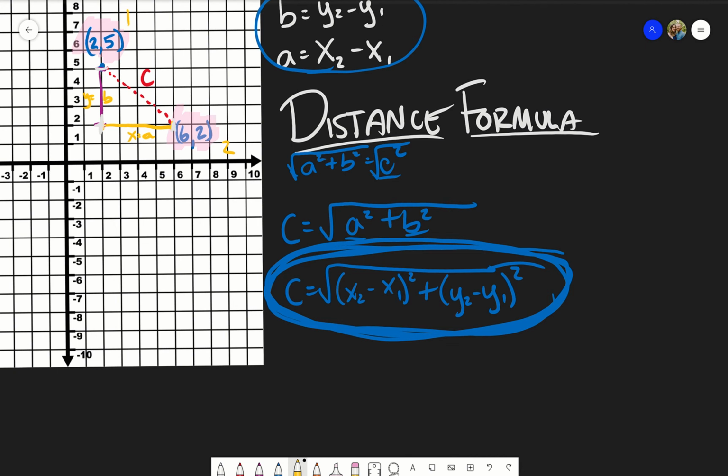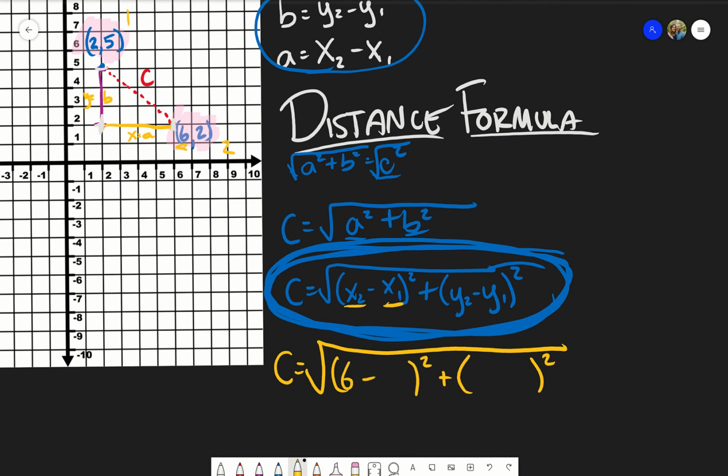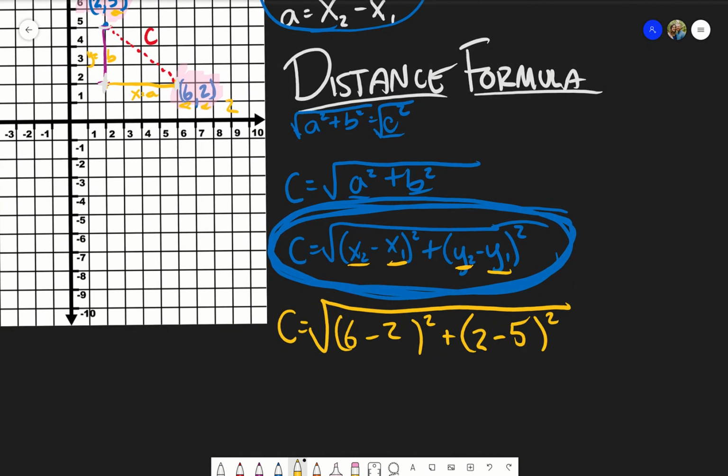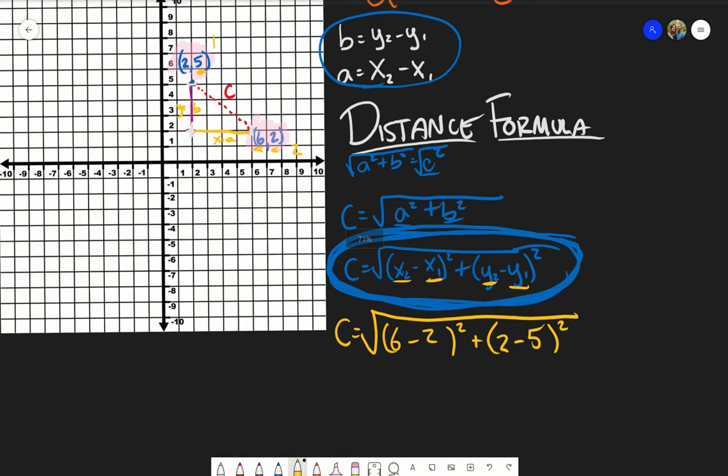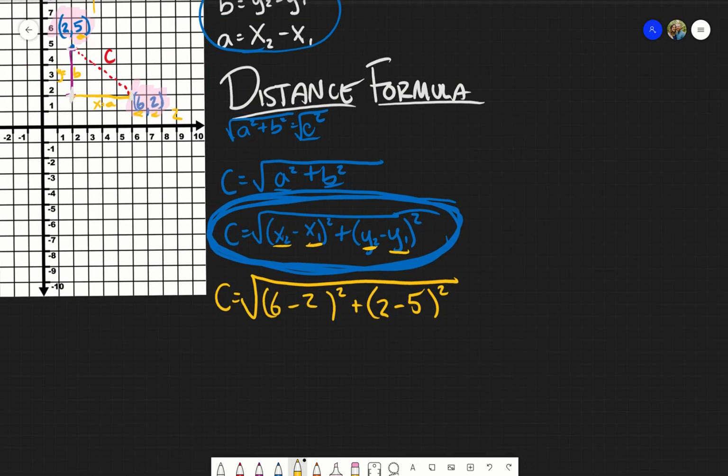Okay, so c equals the square root of a squared plus b squared. Now to find the values in a, we ask, what's our x of point 2? Well, our x of point 2 is 6 minus, what's our x of point 1? 2. What's our y of point 2? Well, that's 2 minus, what's our y of point 1? Well, that is 5. Okay, so I've plugged all the information into my formula just by using the 2 points. Now I know I have the point 2, 5 and I know I have the point 6, 2.